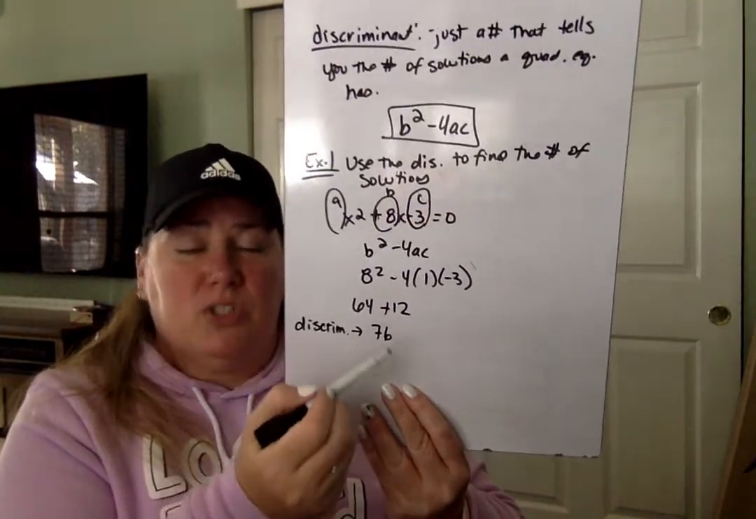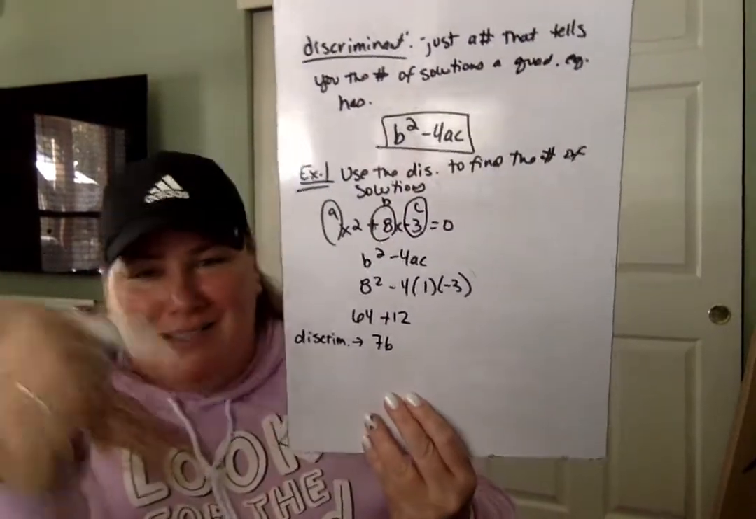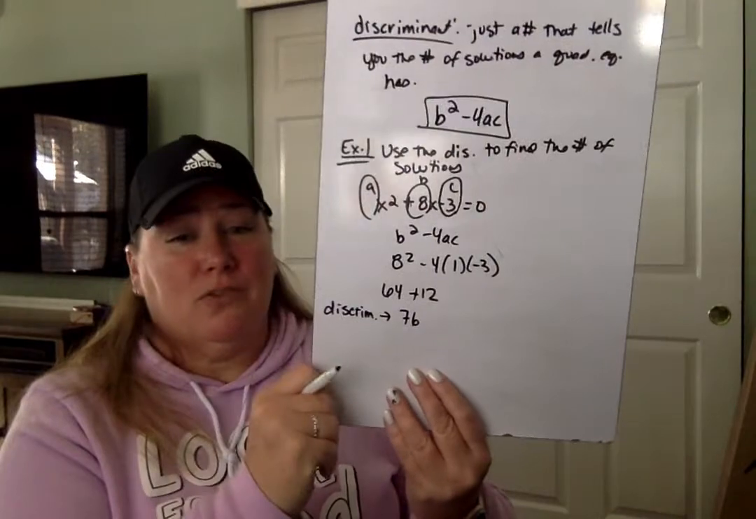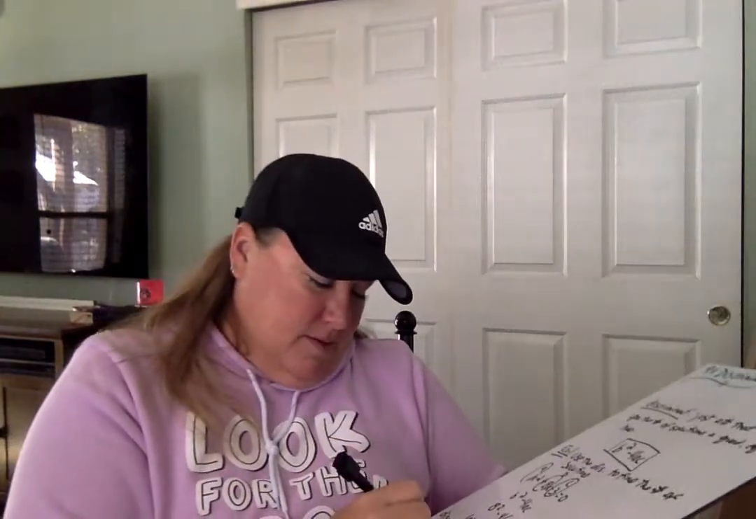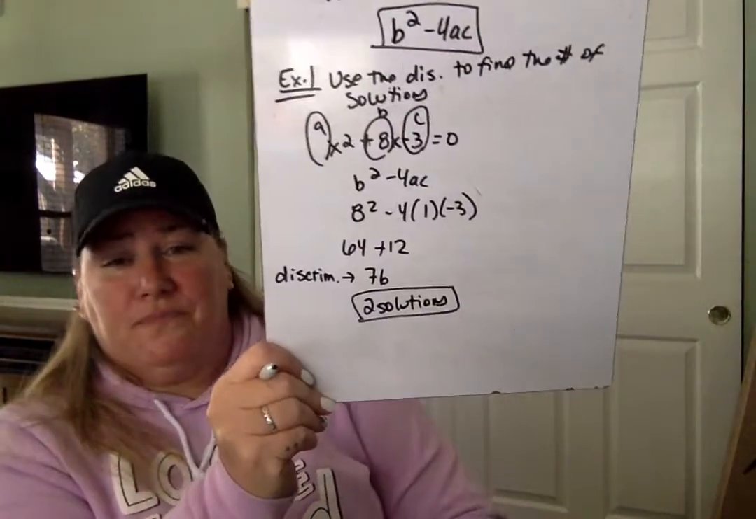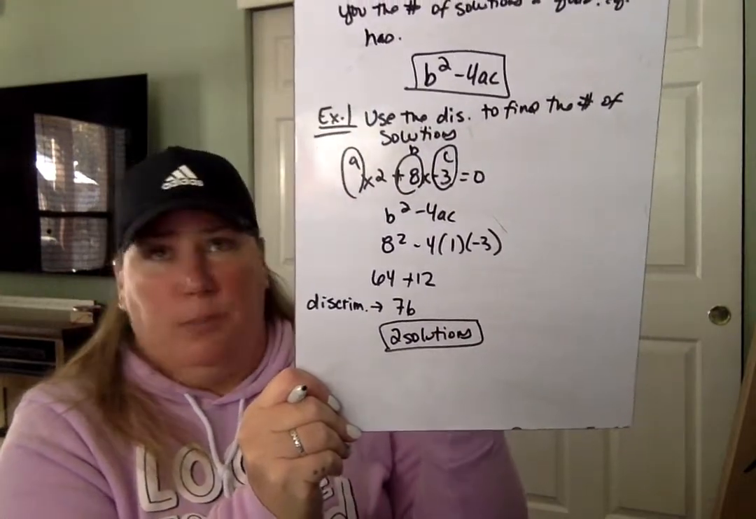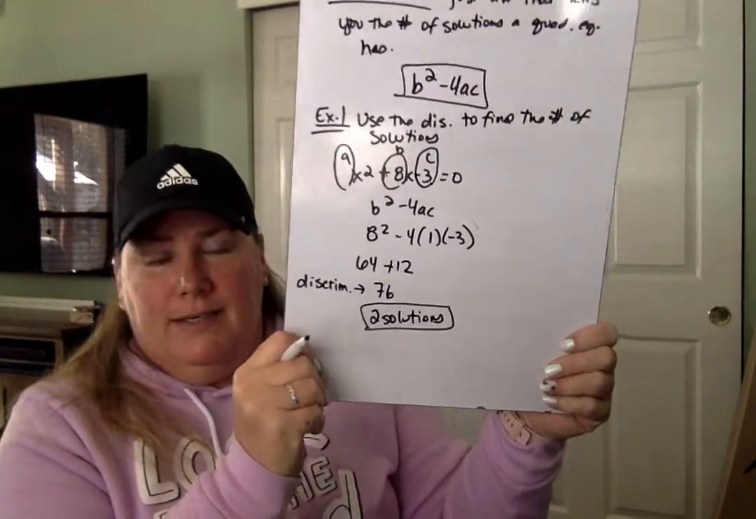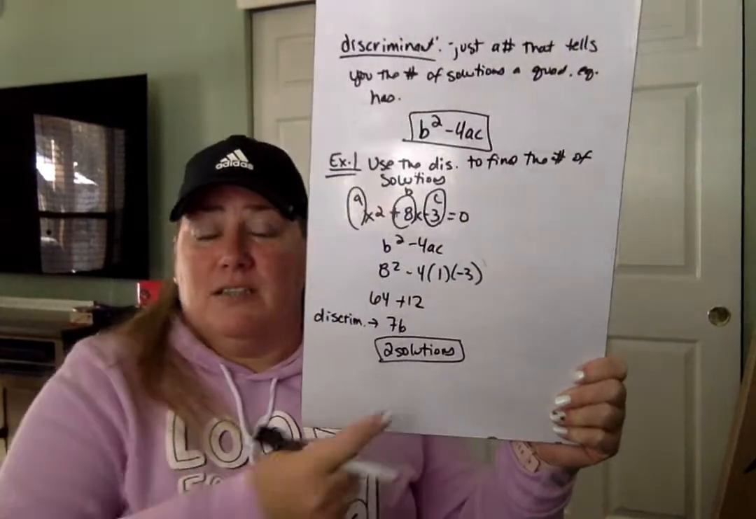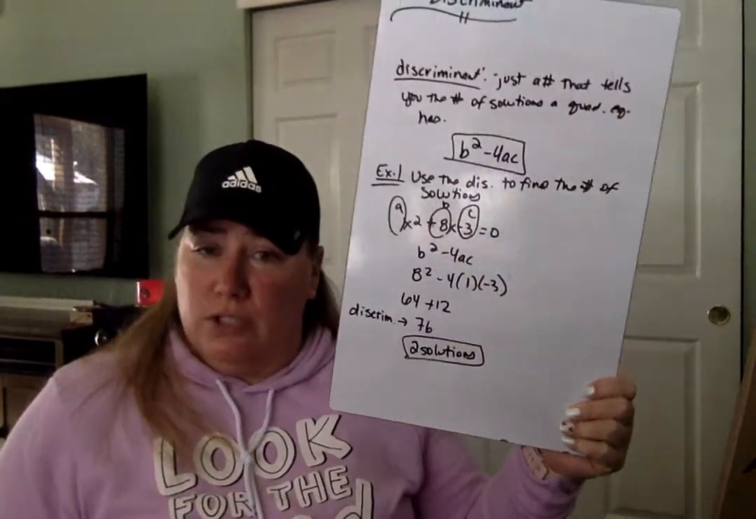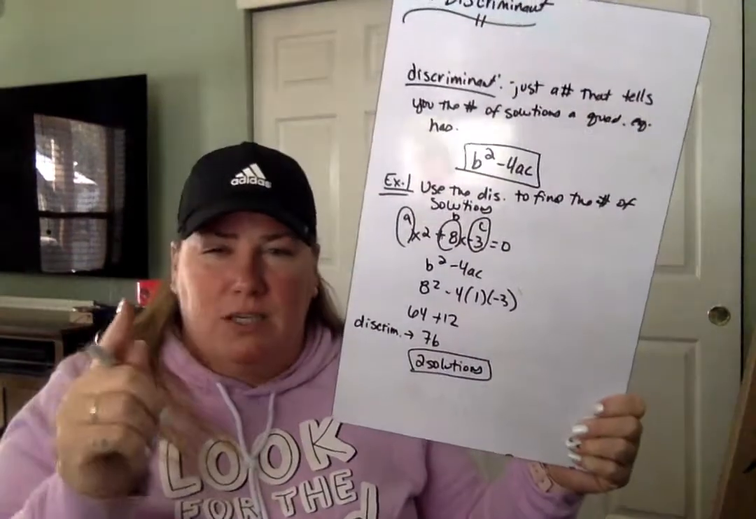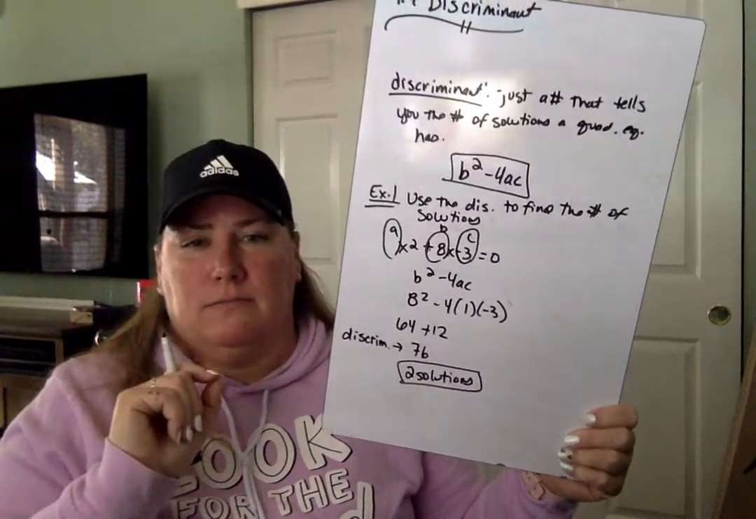Now, this number is going to tell you the number of solutions, but I'm not going to tell you what to look for. I'm going to tell you that there's 2 solutions. Let's see if you can figure out what to look for. I know I'm asking nobody, but I'll pretend you guys are here. So the discriminant is 76, and it has 2 solutions. Remember, I'm going to tell you what to look for at the end.